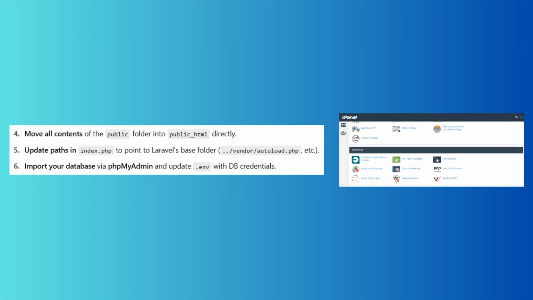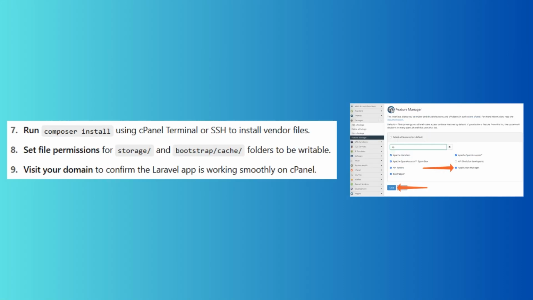Next, import your database via phpMyAdmin and update .env with DB credentials. Now run Composer install using Cpanel terminal or SSH to install vendor files.